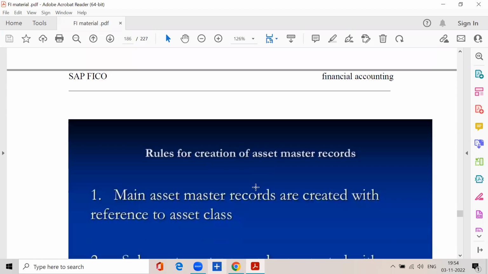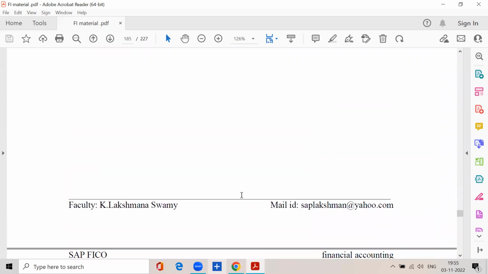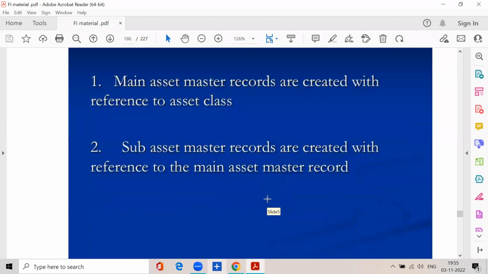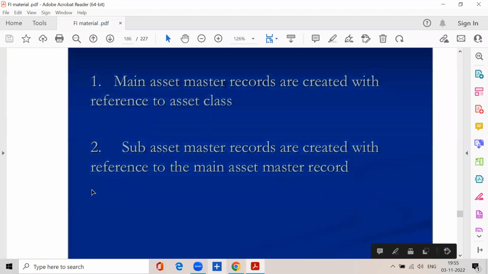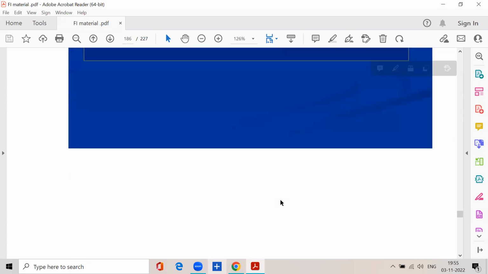For that, the system differentiates the transaction codes, and also the main asset master records are created with reference to asset class. Means in the screen where we create the master record for main asset, the system will ask you to enter the asset class. And the transaction codes are different. The screens are different to create main asset master records and sub-asset master records. Then the sub-asset master records are created with reference to main asset master record, right? Means in the screen where we create the master record for sub-asset, the system will ask to enter the main asset master. This I will clearly show you at the time of creating asset master records.